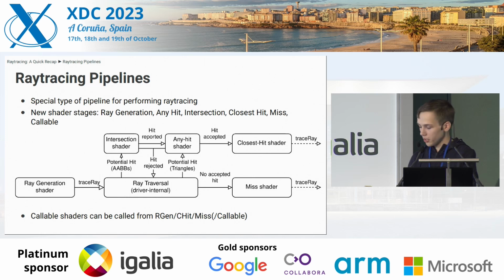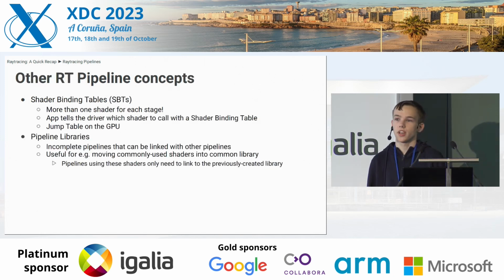Now, there's a lot of flexibility, and we have a few other concepts to support that. The first major concept is the shader binding table, where you can have more than one shader for each stage, and to determine which shader is actually called, you store references to these shaders in that shader binding table. When you call, for example, a closest hit shader, the driver will look at the closest hit shader binding table to find out which handle of the shader to execute, and then it will jump to the shader that's referenced by that handle. If you're familiar with jump tables, it's basically the same thing, but just on the GPU.